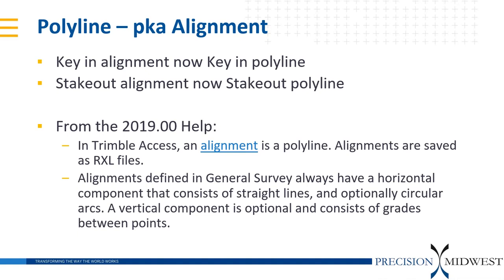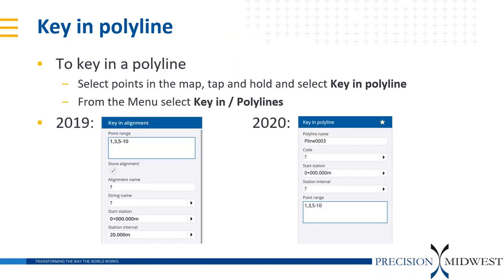Alignments defined in General Survey always have a horizontal component that consists of straight lines and optionally circular arcs. A vertical component is optional and consists of grades between the points. So here's what you're going to see versus what we had in 2019 to what we have now in 2020.